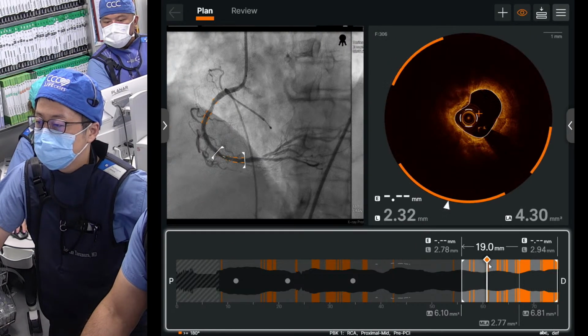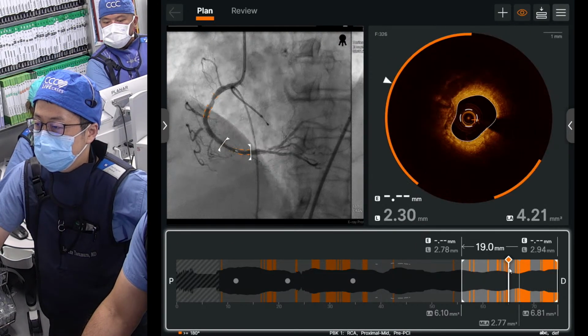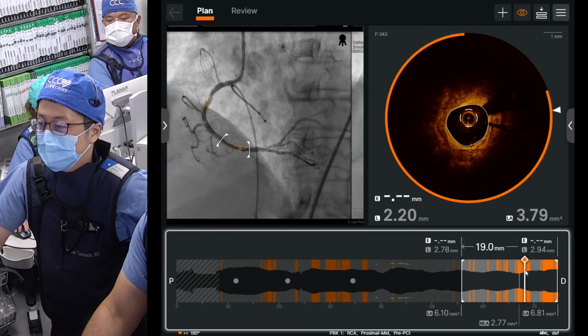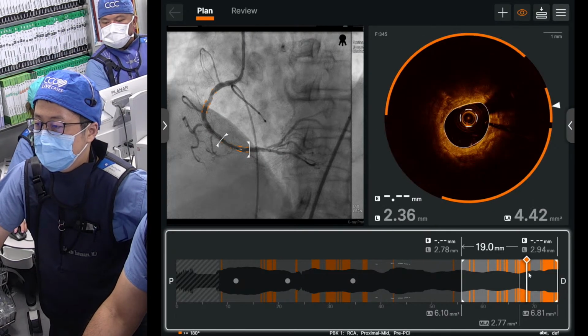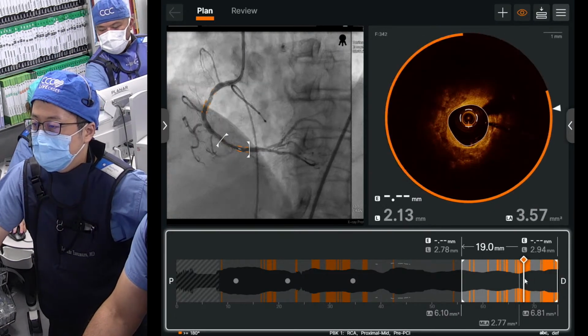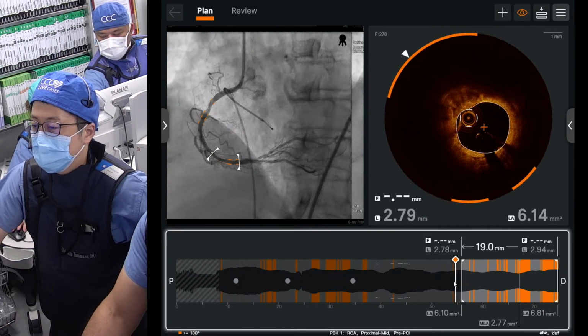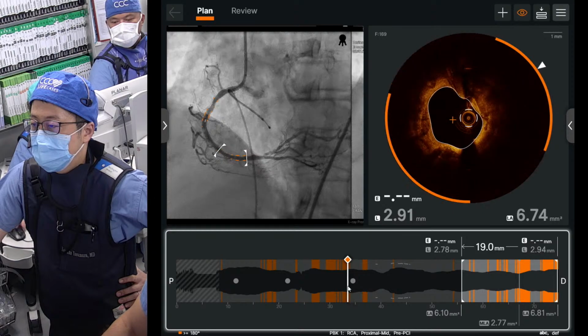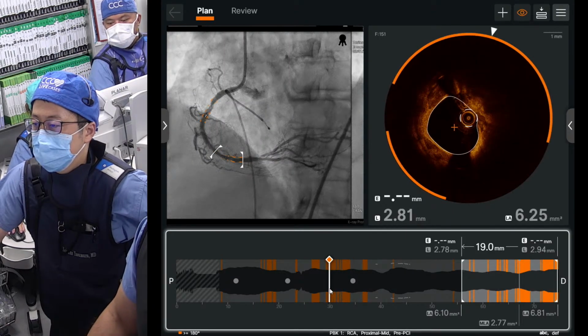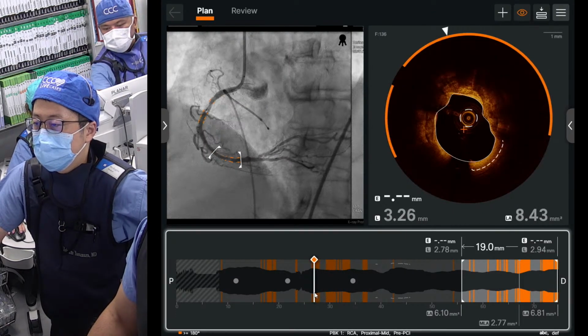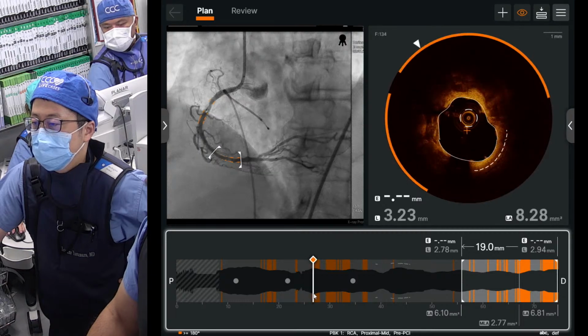It helps with faster identification. So I need to show one slide, which is the rule of 5. The rule of 5 of the OCT is that your calcium arc is more than 180, thickness more than 0.5, and length more than 5 millimeters. I think in many places the rule of 5 is holding true here.